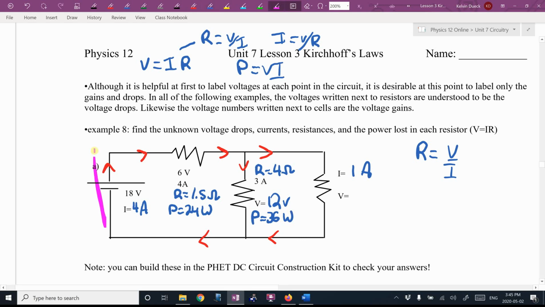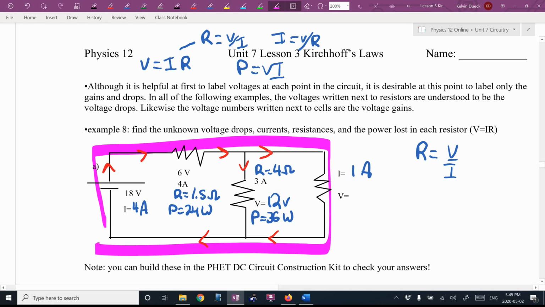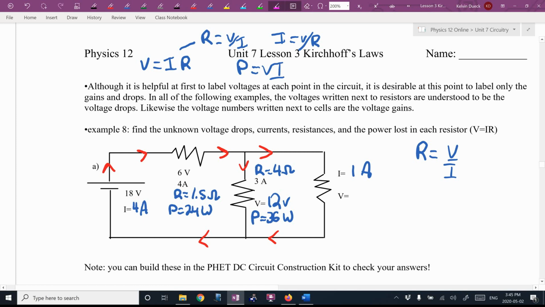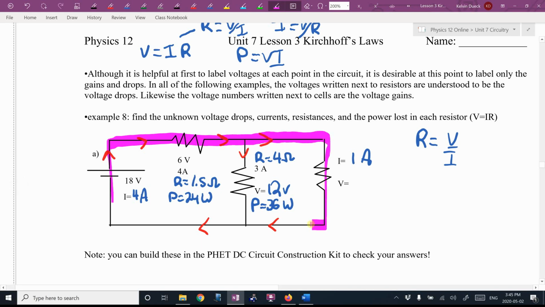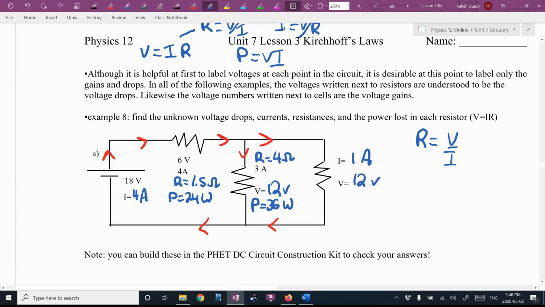Now let's ski this run. I have 18 volts, leaving 6 volts, leaving how many? 12 volts. Whee! That got me down to the ground. I must have lost 12 volts going through that resistor. Oh, knock, knock. Who's there? I know 2 things. I know 4 things. So, R must be V over I, 12 ohms. And power must be V times I, 12 times 1, 12 watts.